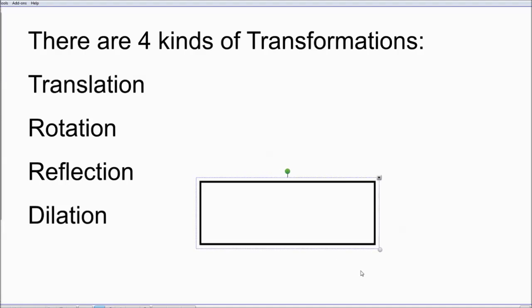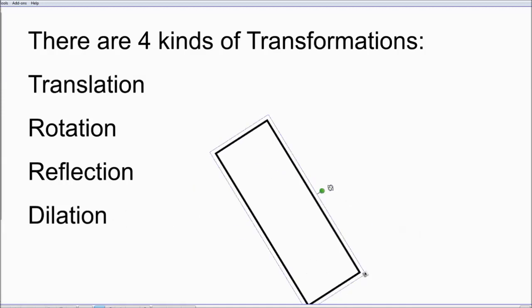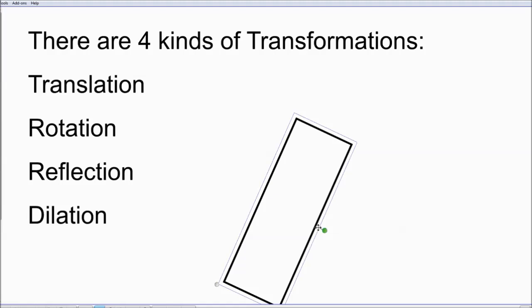What was that? What did I just do? Did I reflect it? Did I dilate it, rotate it, translate it? I just changed the size. If the size is changing, that automatically means it was a dilation. Okay, let's do another one. What did I just do? That one was a rotation. I turned it. And so we're going to learn how to do that today, and that's what the focus of this video is going to be on.